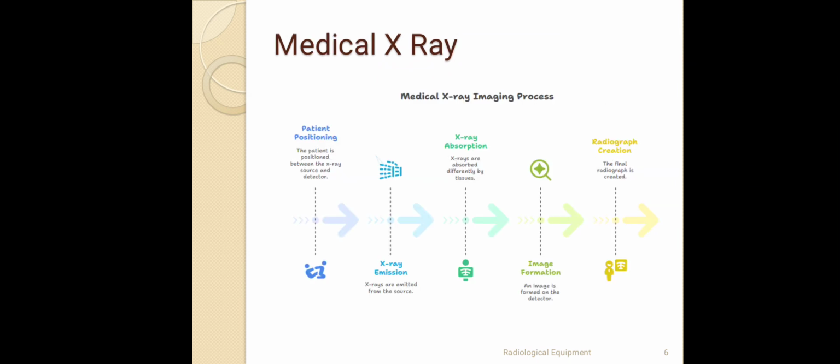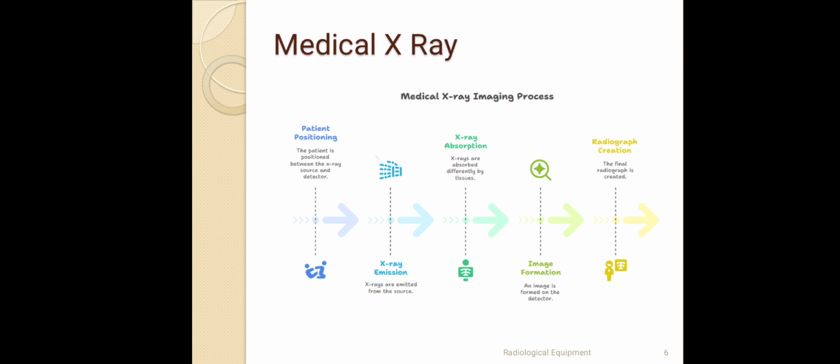So we need an X-ray source. How are medical X-rays used? Initially we need an X-ray source, which is used to generate and emit the X-rays, and these X-rays are exposed to the human body or the patient.